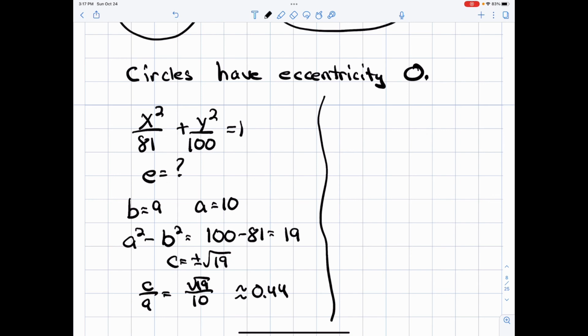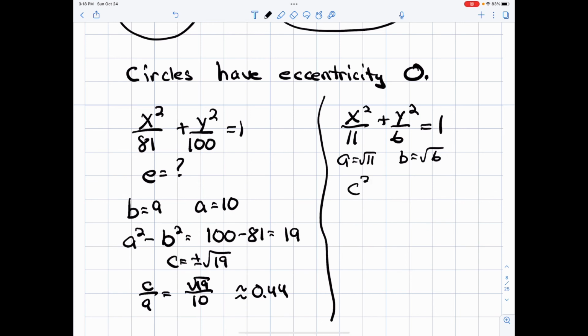But it's a little bit more on the rounder side because it's on the side closer to 0. Something like x squared over 11 plus y squared over 6 equals 1. Same idea, just you're trying to find C so you can do that ratio of C over A. In this one, you can see that A is going to be square root of 11. B is square root of 6. So 11 this time, the bigger number's underneath the x this time.